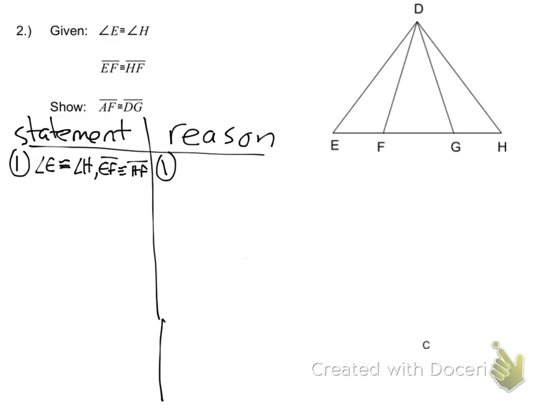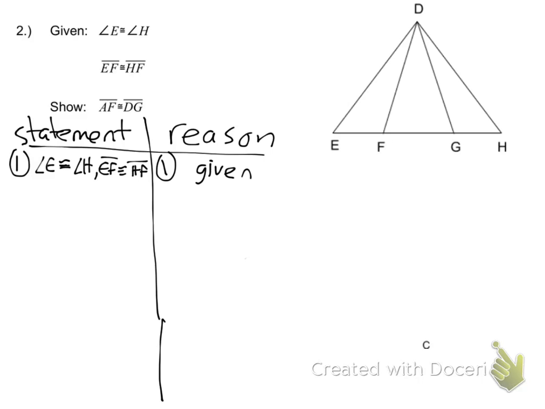And the reason for all of this stuff we just stated is the what? It's given. That's always your first line, guys. State what's given. It's angle E is congruent to angle H. Line segment EF is congruent to line segment HF. Just restated what was there.